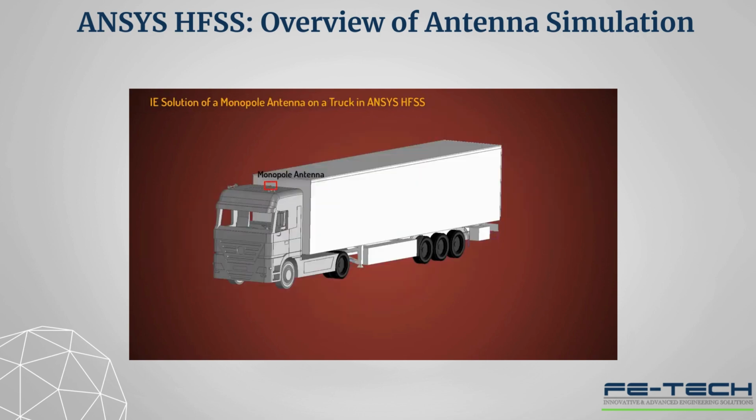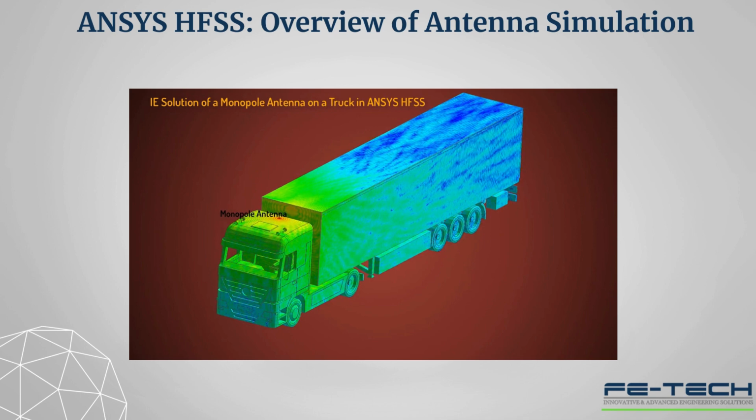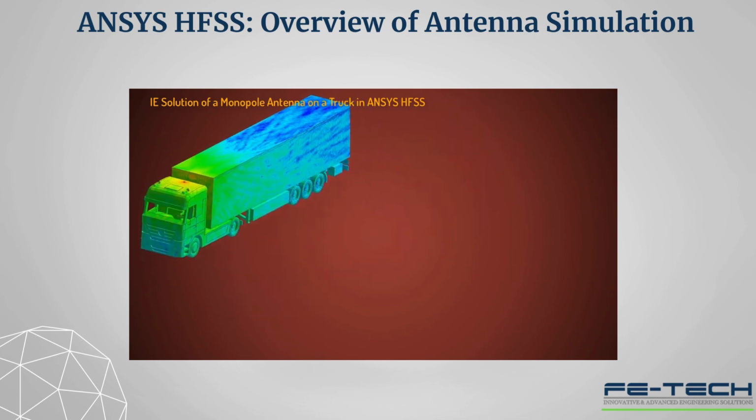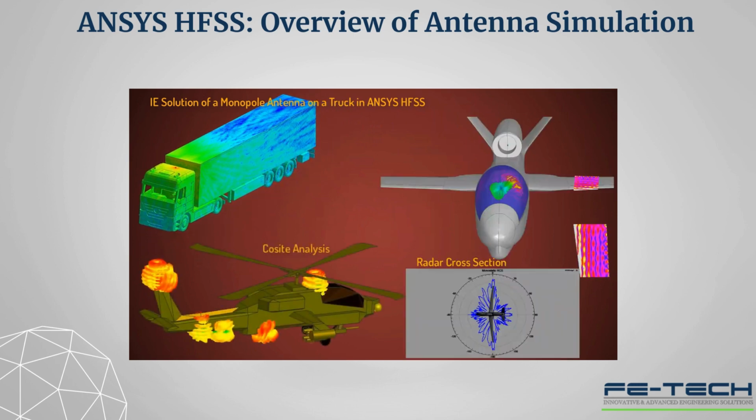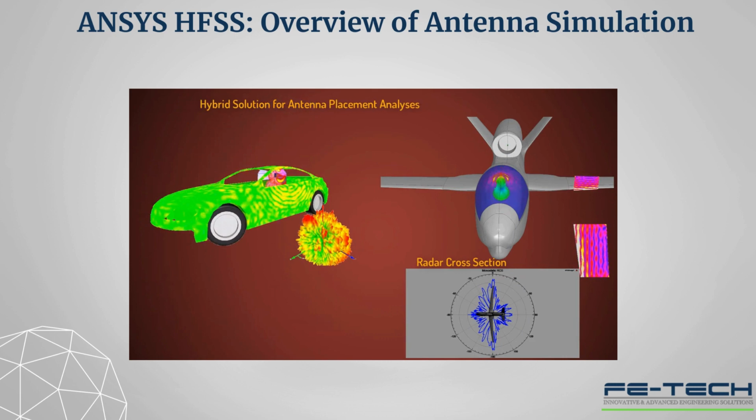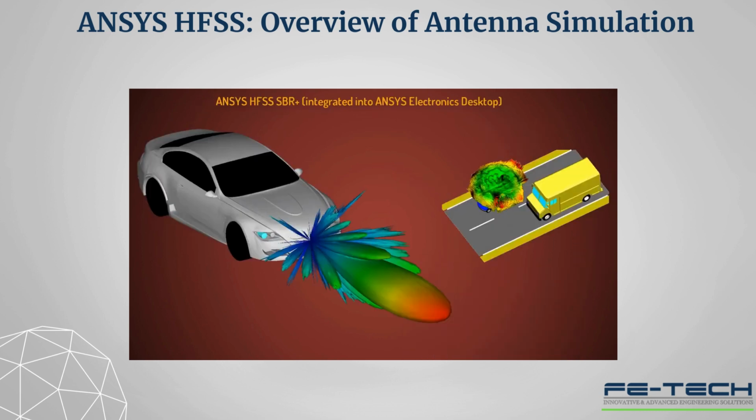The integral equation solver can be used to efficiently solve antennas in an open environment or electrically large metallic structures. Typical applications include radar cross-section, co-site analysis, and antenna placement. For instance, an antenna mounted on an automobile or an aircraft. Additionally, a hybrid finite element integral equation solution leverages the advantage of both simulation techniques to most efficiently solve electrically large problems.